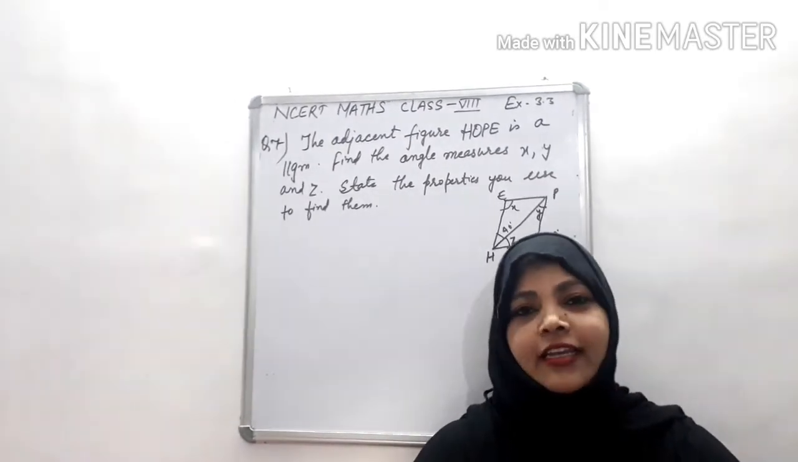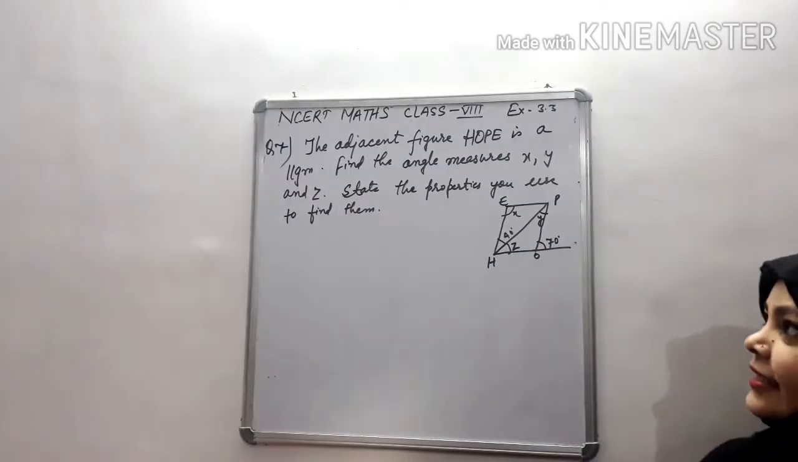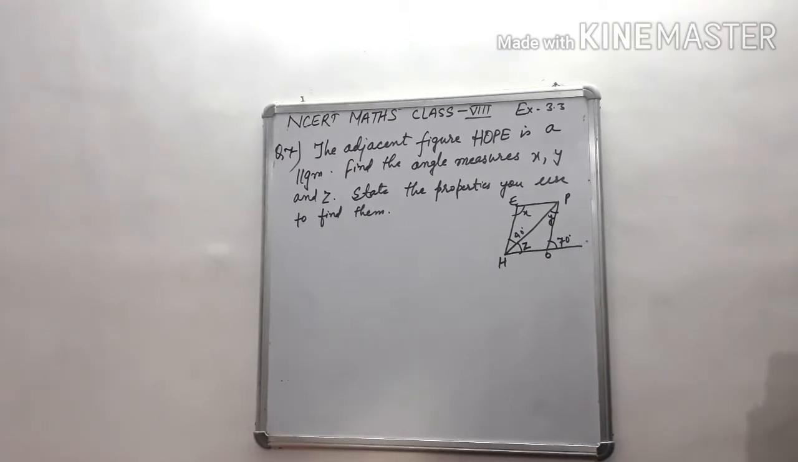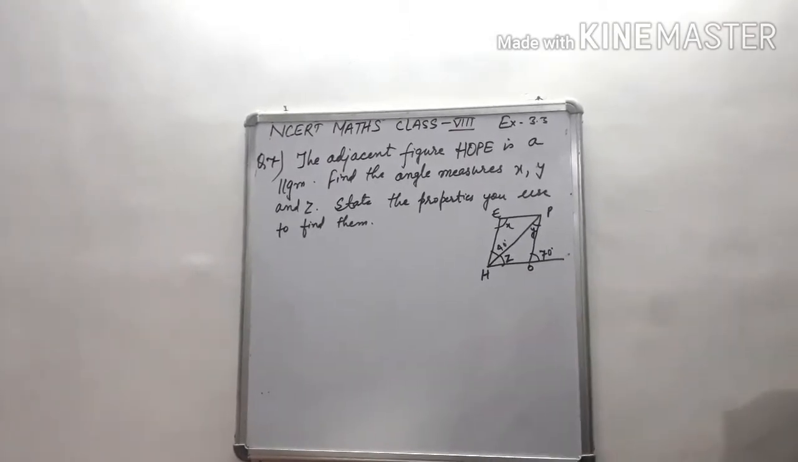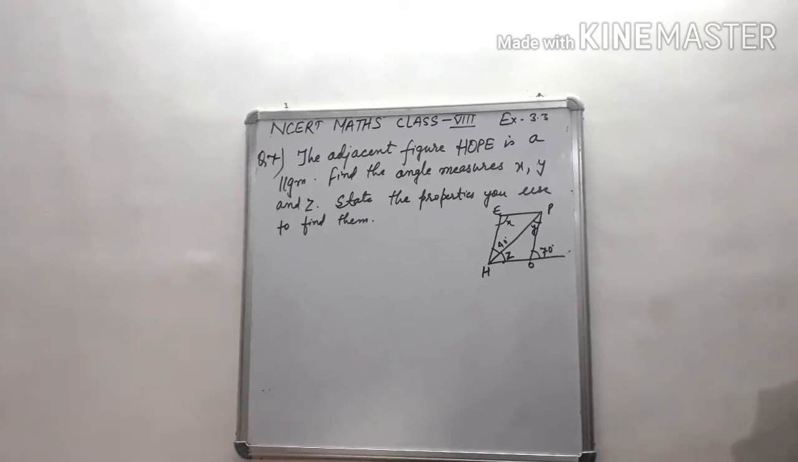Teaching maths of NCERT class 8, exercise 3.3. So let's see question number 7. Question number 7 says that the adjacent figure is a parallelogram. Find the angle measure x, y and z. State the properties you use to find it.